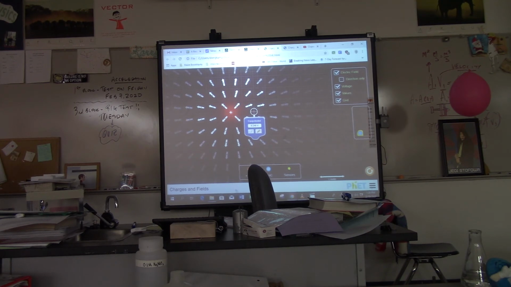Now, the other thing that you can do is if you click on the little pencil there, then it draws a line of equal potential. Okay? Just like if you studied weather and you have isobars, lines of equal pressure. So these are lines of equal voltage. So you can plot this anywhere that you want. Okay? Go further and further out.